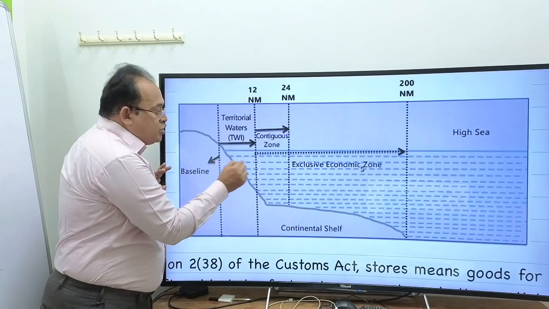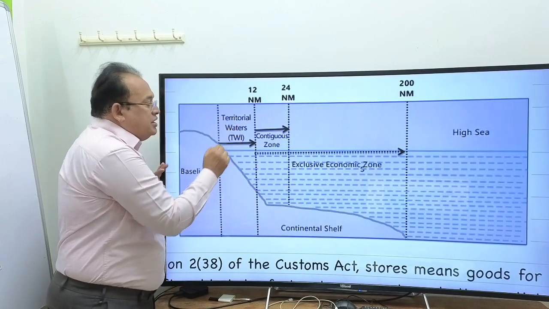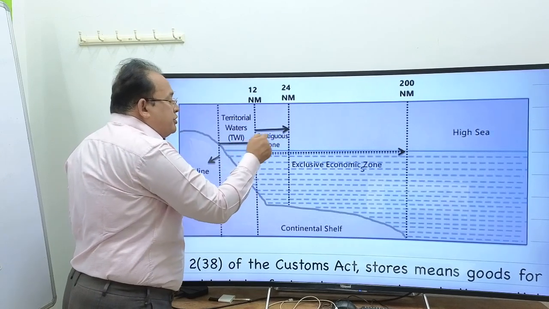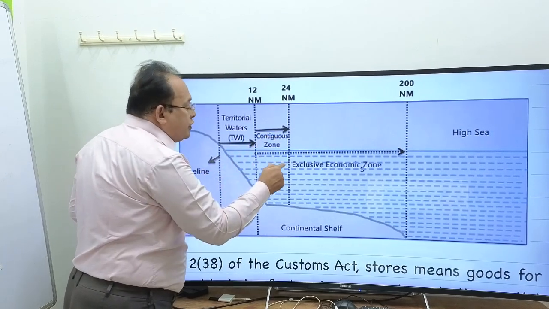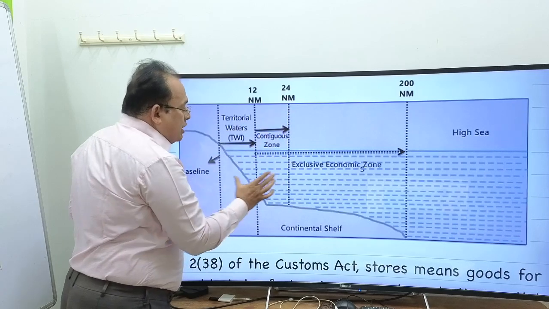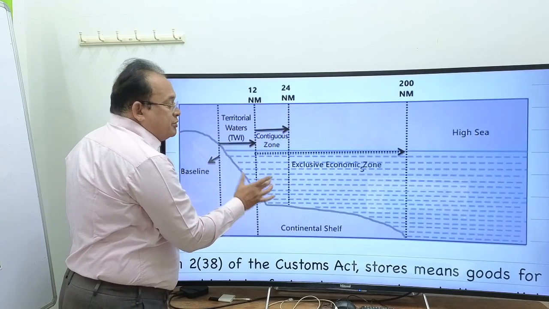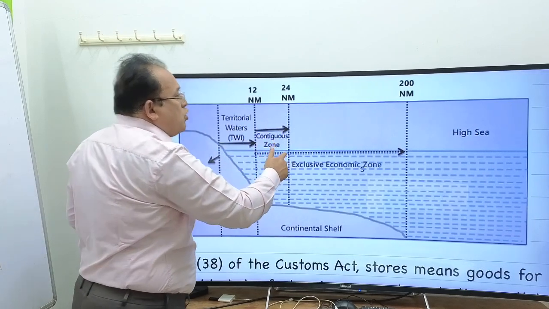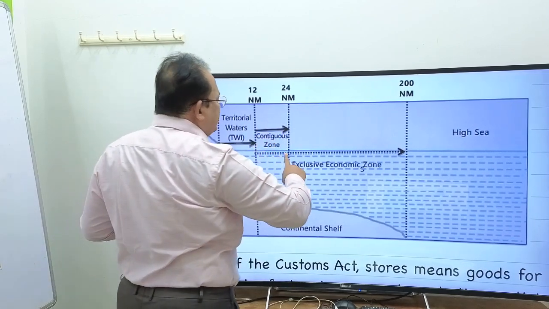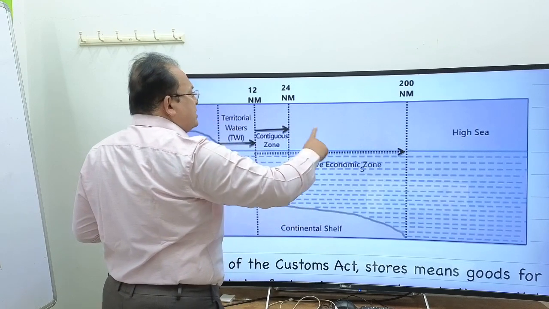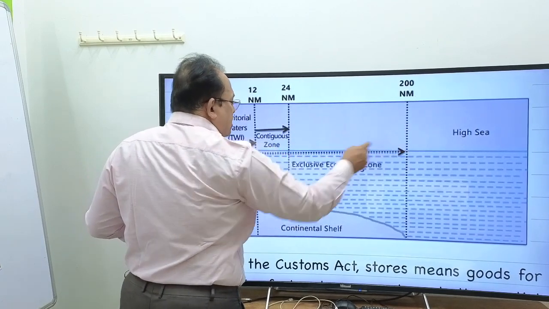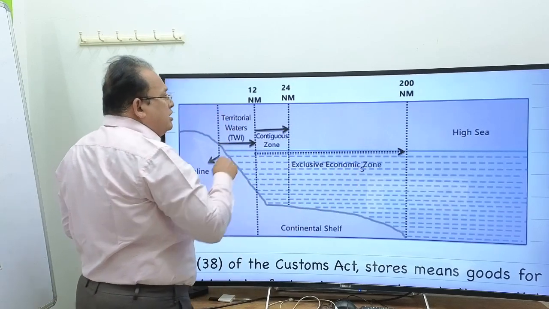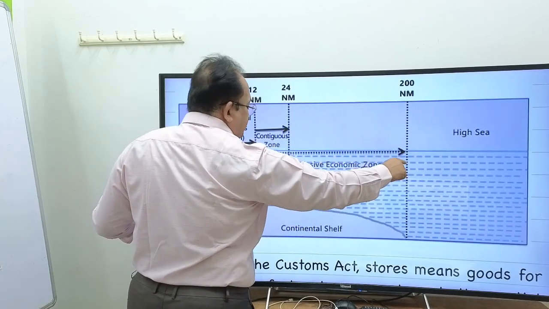From the baseline to 12 nautical miles, we call territorial waters. From the 12th nautical mile to a further 12 nautical miles is the contiguous zone. From the baseline, 24 nautical miles it is. We call this entire zone Indian customs waters. From the 24th nautical mile, over a period of 176 nautical miles, is the exclusive economic zone. As a whole, from the baseline, 200 nautical miles it is.